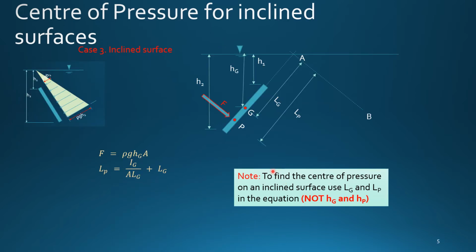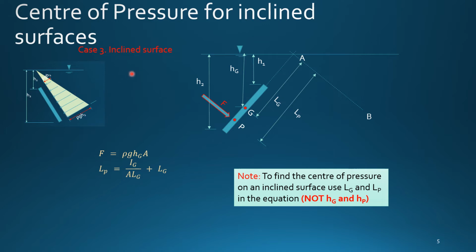So what about inclined surfaces like this? The shape of the pressure diagram is trapezoidal again in this case, but it is perpendicular to the surface, right? So the force is not acting horizontally as in the previous example. It always acts perpendicular to the surface, so it seems to be inclined like this, right? But the equation to calculate this force and the center of pressure is similar.